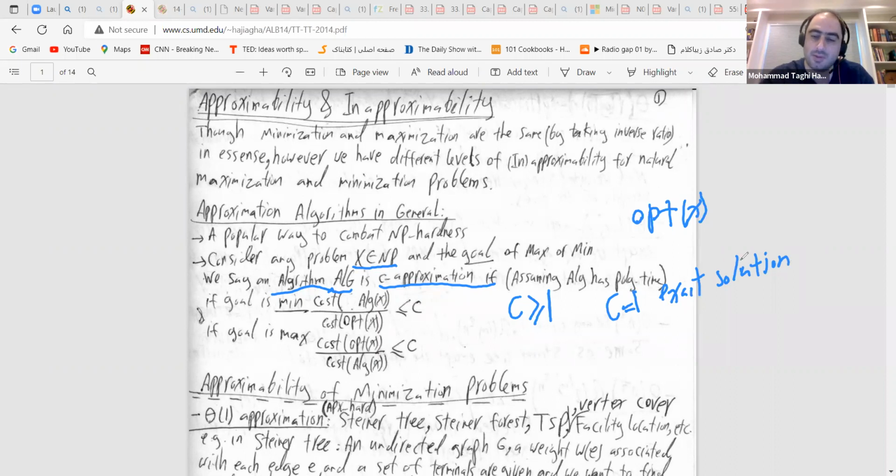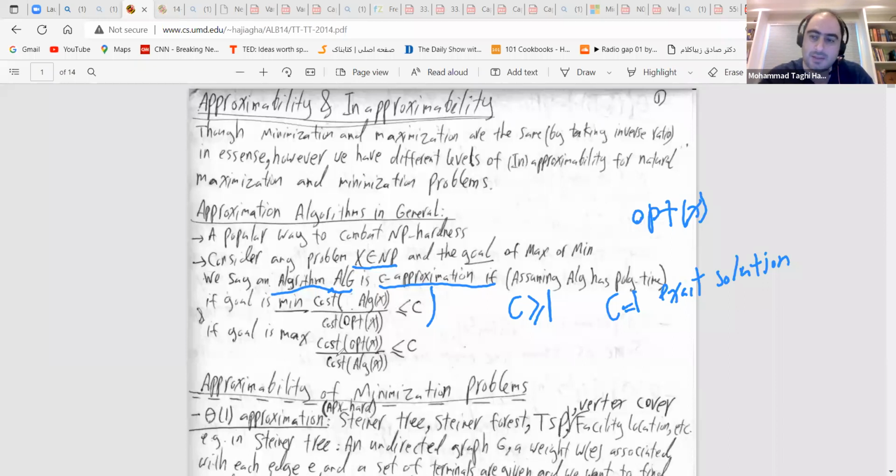So if C is equal to 1, it is the exact solution; otherwise C would be greater than or equal to 1. Sometimes, for minimization, this is the definition, that it should be less than or equal to C. Some papers keep the same thing for maximization as well.